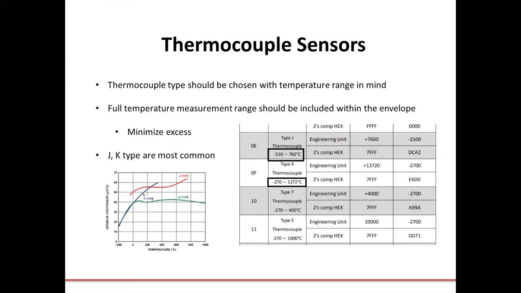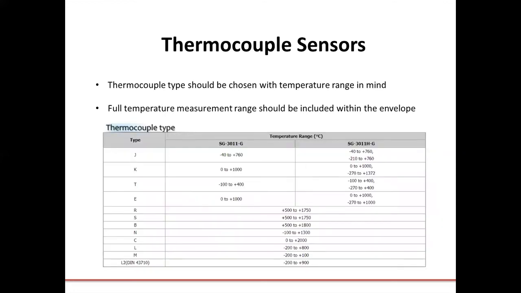And you also want to try to minimize the excess. So for instance, if you were doing a small temperature range between, say, 0 to 200, the best one looks like it would be either T or J. K has so much excess because it goes all the way up to 1,372 degrees C. So you'll get a lot of excess and your resolution will go down. So you won't have as good a resolution within the temperature range you want.